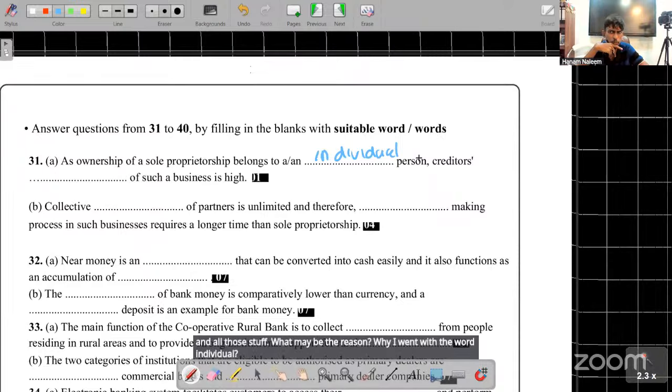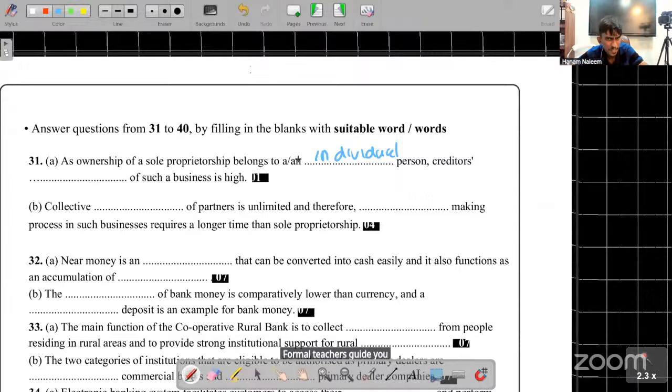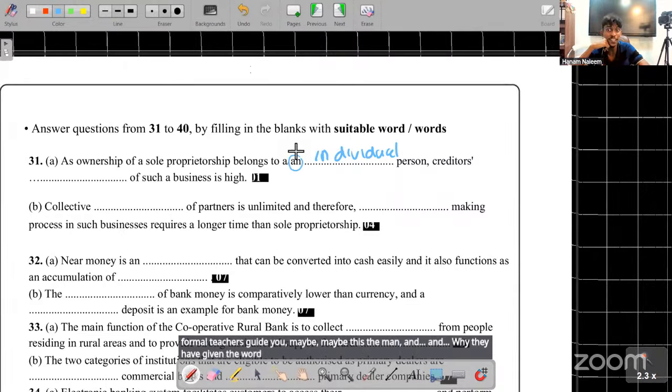Formal teacher's guide, maybe this term "and". Why have they given the word "and"? Because they are expecting all the answers to start with a vowel letter. Okay, so that's a fill in the blank technique. And creditors blank of such a business is high.